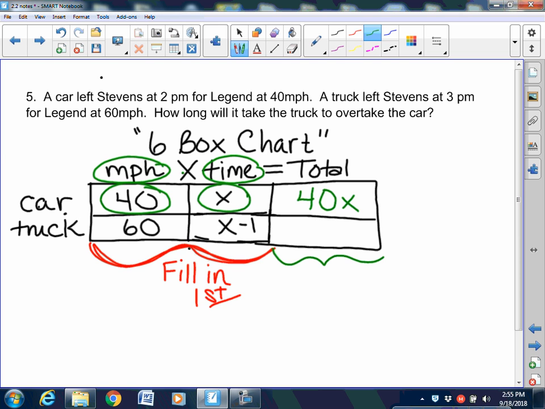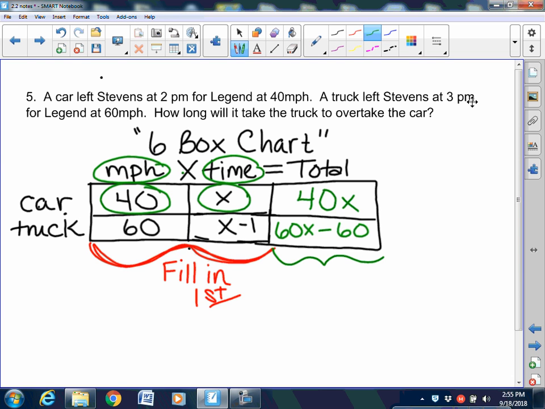You look at those boxes that you already filled in. How do you multiply 60 times x minus 1? 60x minus 60. It's just the distributive property. I just don't have parentheses around it to show it, but it's distributive, right? Now what do you do with those 2 green?